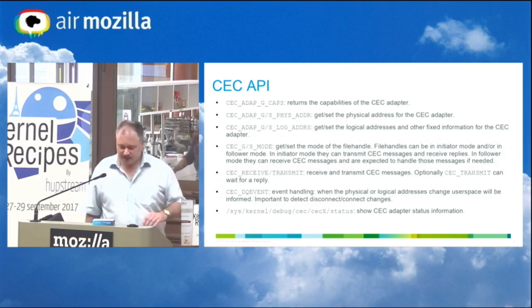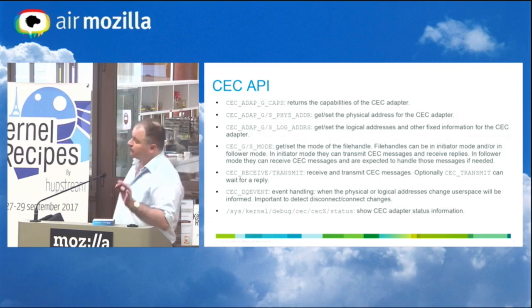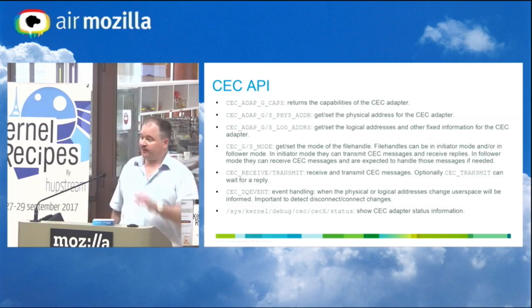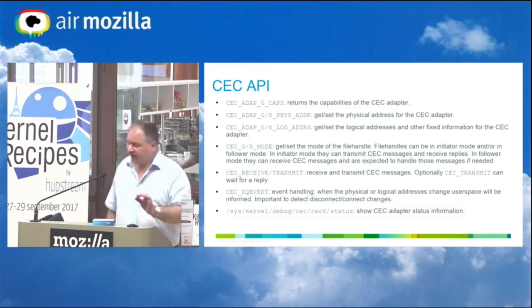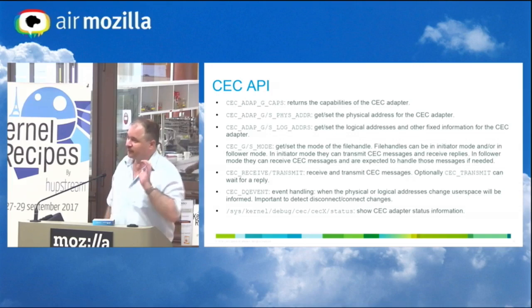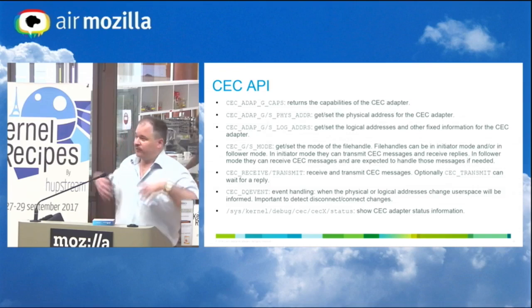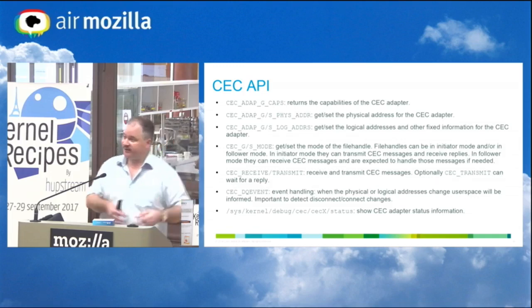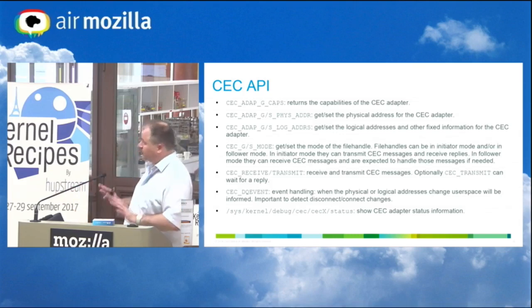Receive and transmit speak for themselves. A special feature for transmit is that you can ask it to wait for the reply. So you can have two modes, either just send and forget, or send it and wait for the reply. It's extremely useful. I did it purely for selfish reasons, because it's so nice to be able to just send a message and wait for the reply, without having to use a daemon or all sorts of special things. It makes it very nice to interactively test things. So I have this AV receiver. How does it work with CEC? Can I do this? Can I do that? Purely for selfish reasons, but it's extremely handy.